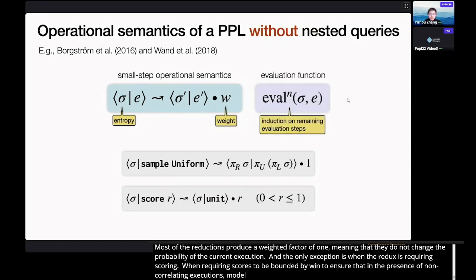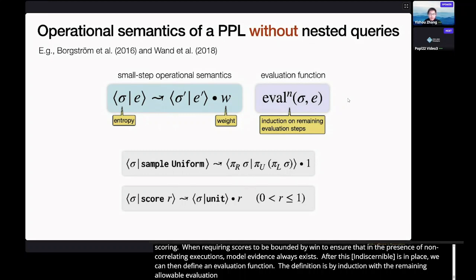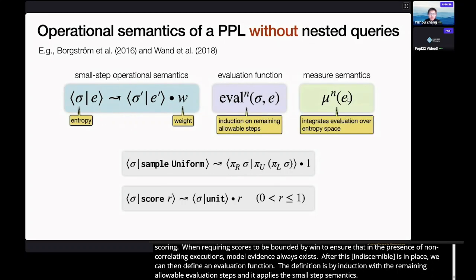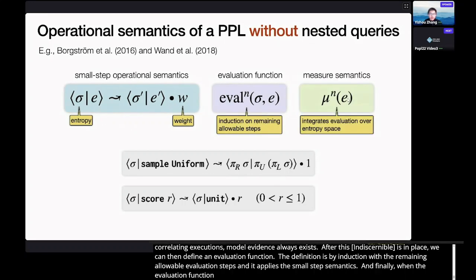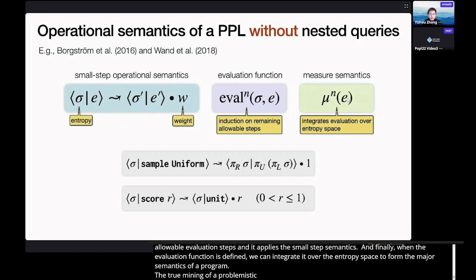After the small step operational semantics is in place, we can then define an evaluation function. The definition is by induction on the remaining allowable evaluation steps, and it applies the small step semantics. And finally, when the evaluation function is defined, we can integrate it over the entropy space to form the measure semantics of a program. The true meaning of a probabilistic program is then the limit of the step index measures when the allowable number of steps is taken to infinity.